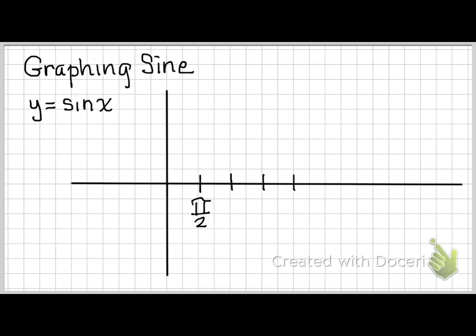The first variation is really simple. I'm just going to add a factor to the sine x. Let's just say I'm going to go 5/2 sine x. And I've got y equals 5/2 sine x. And then say I want to graph that.